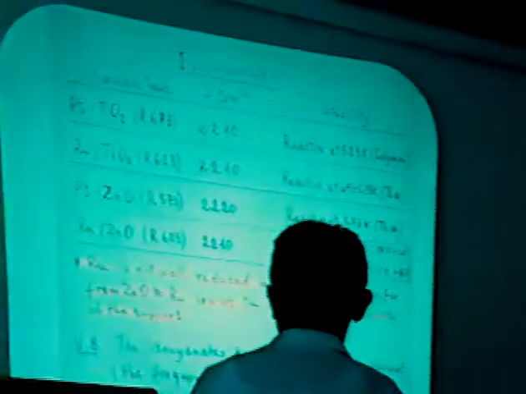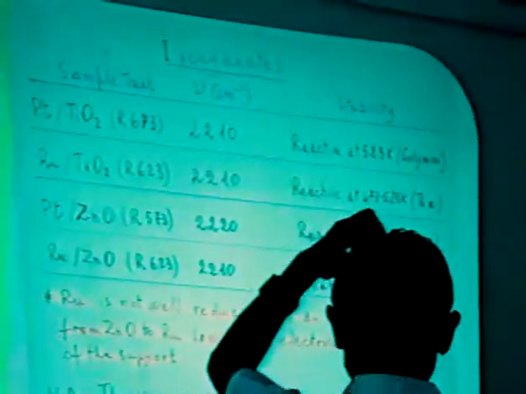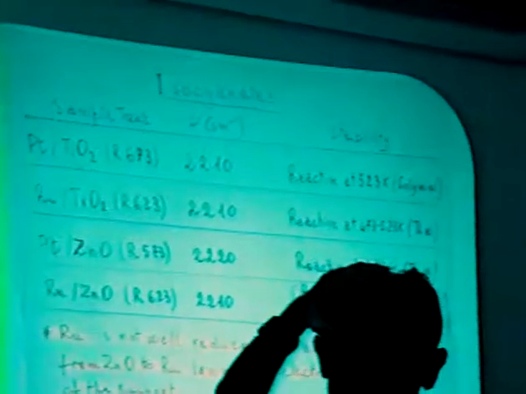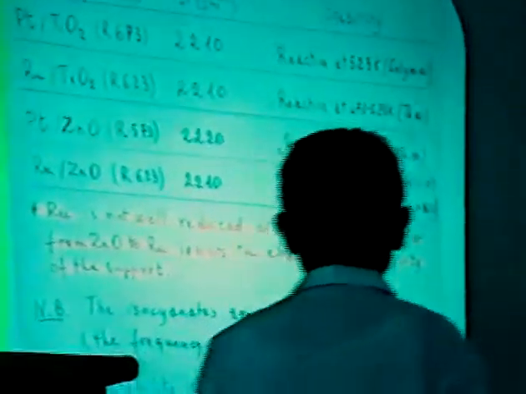In conclusion, in this table I show the frequency and the reactivity of isocyanates formed on different samples: platinum and ruthenium supported on titanium and zinc oxide. The trend is in full accord with the data of Solymosi. Only on ruthenium zinc oxide do we have more stability of the isocyanate species.